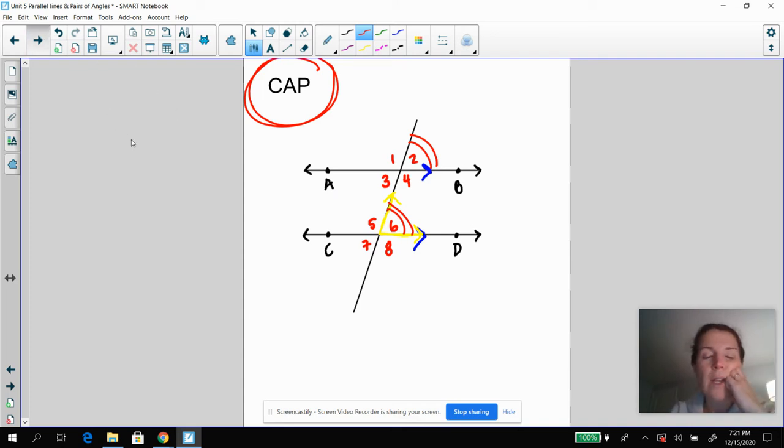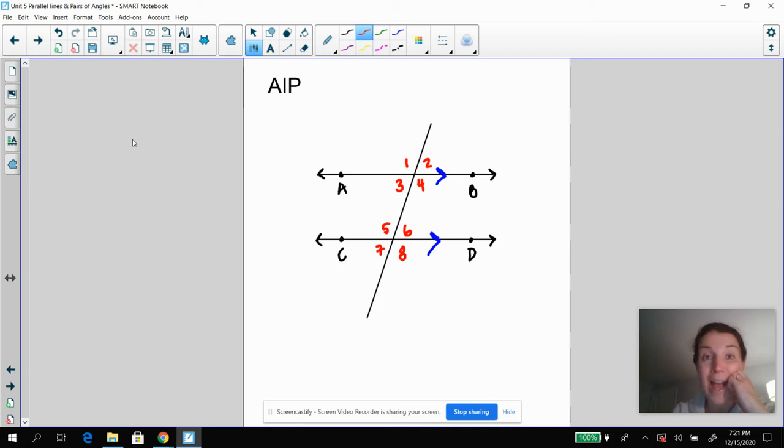All right, next one. Now we're going to jump into AIP. AIP deals with alternate interior angles. So it's the alternate interior postulate. We know that our lines are parallel to each other. So here, angle 4, the alternate interior angle to angle 4 is which one? Pause the video, get back to me. All right, we're back. So the alternate interior angle to angle 4 is angle 5. They are congruent to each other.